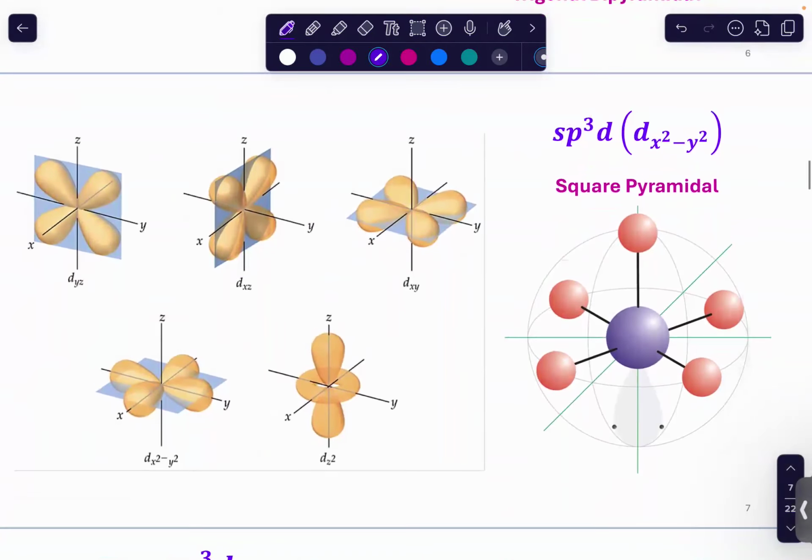But here's an example of where we would actually need an sp3d combination where the dx squared minus y squared is the predominant d orbital that's used for hybridization. And this is your square pyramidal. So again, that would be your octahedral, but a ligand has been removed for a lone pair. So can you see why the dx squared minus y squared might be more important this time as the primary D constituent? Yeah, I can. So it's like more flat along.